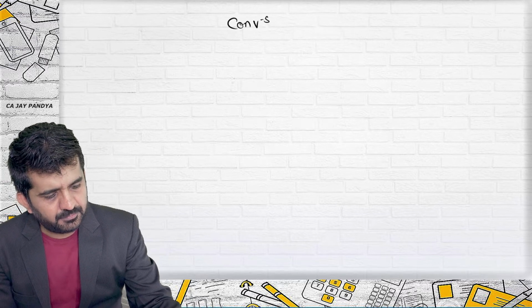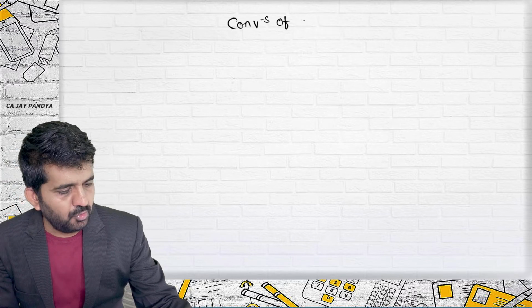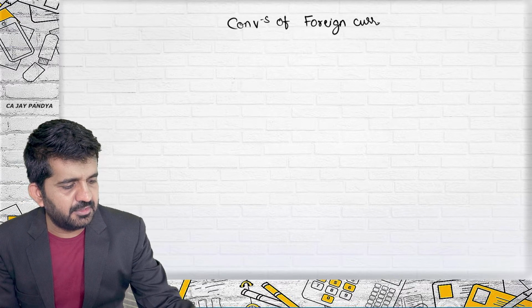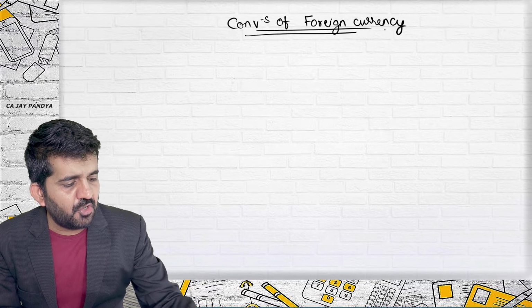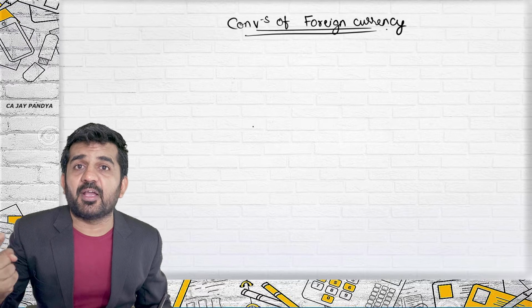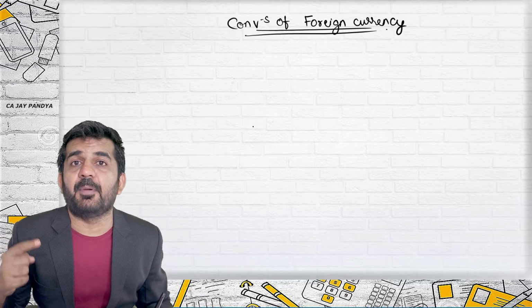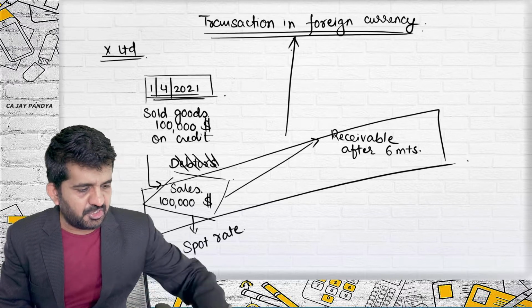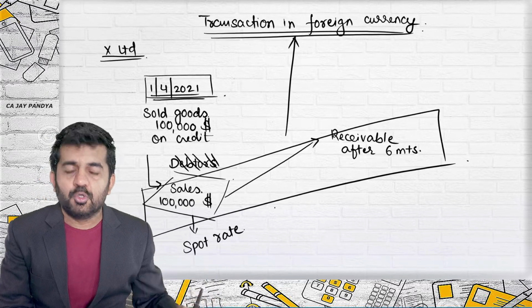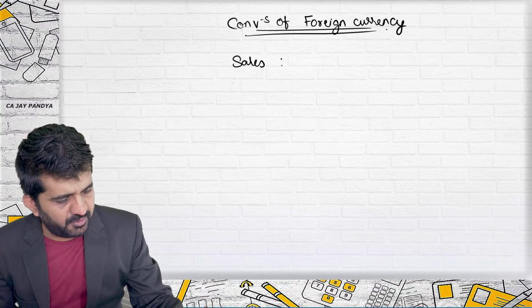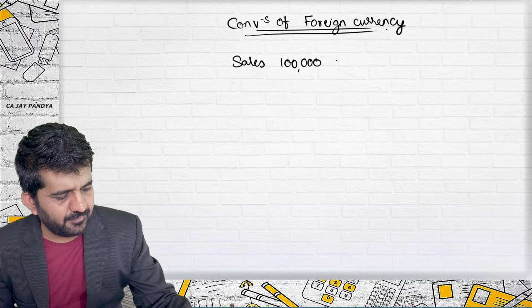Our next point will be conversion of foreign currency. Conversion of foreign currency into what? Indian rupees. Because your books of accounts, your journal entries will be passed in rupees. So you will have to convert your foreign exchange transaction into rupees. How to convert it? Try to concentrate. What we have sold? We have done a sales of $1 lakh today.